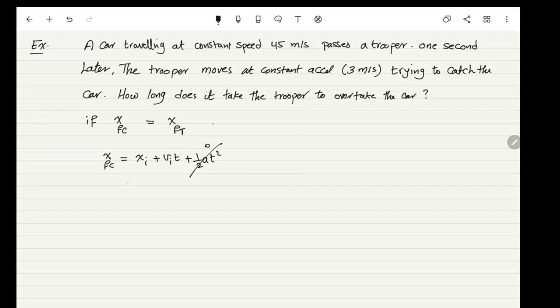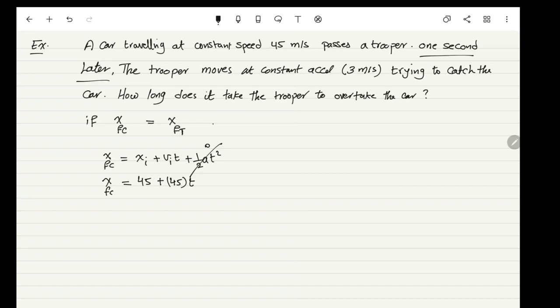Now x initial, as mentioned in the example, is 1 second later. So the car has actually moved 45 meters, because it's 45 meters per second. So in 1 second, the car moves 45 meters. So the initial position of the car with respect to the trooper position equals 45, plus 45 times t. Now this is the x final for the car.